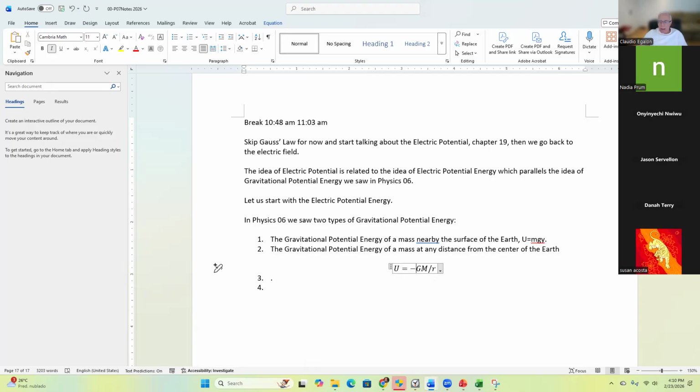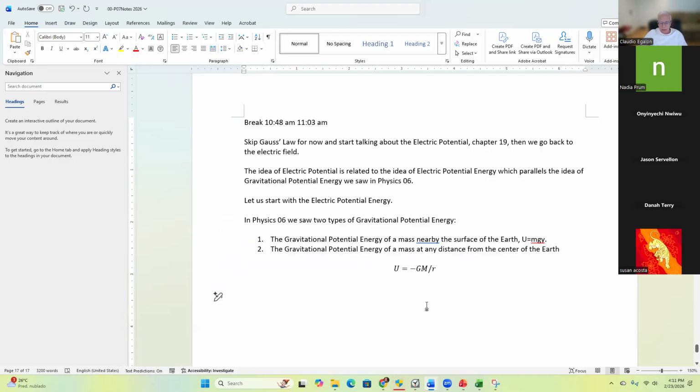We did derive the first one, but this one I just told you the relationship, because we cannot prove that mathematically with only algebra. We have to use calculus, differential and integral calculus. The idea that we have for the electric potential energy parallels that of gravitational potential energy, okay?